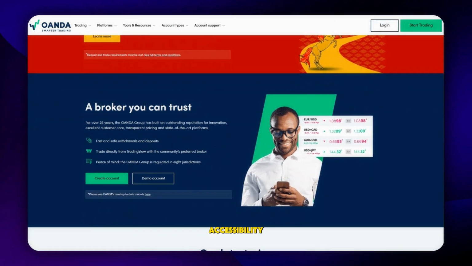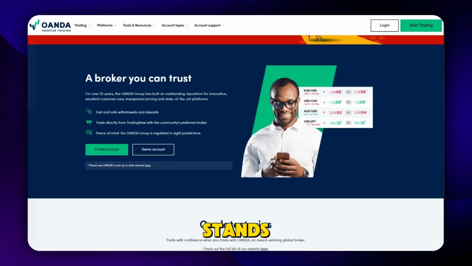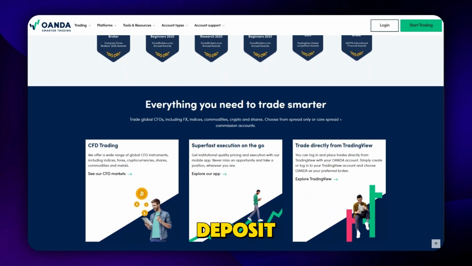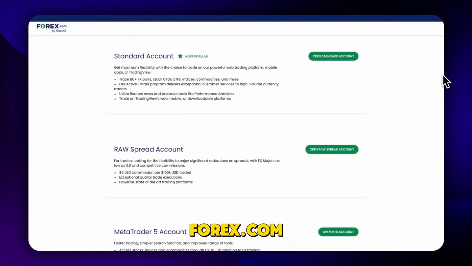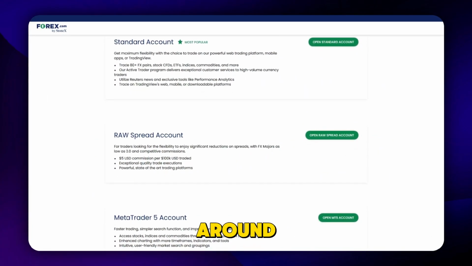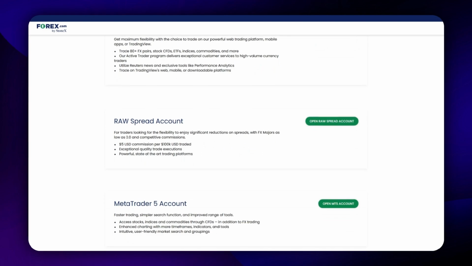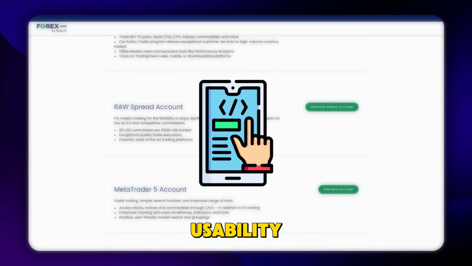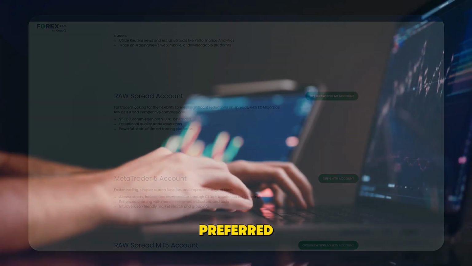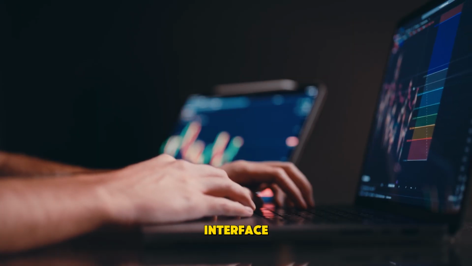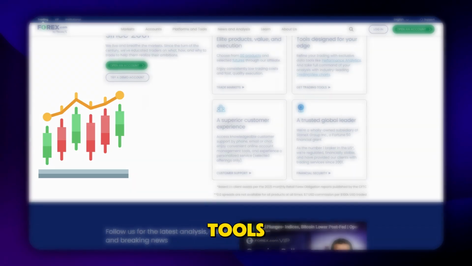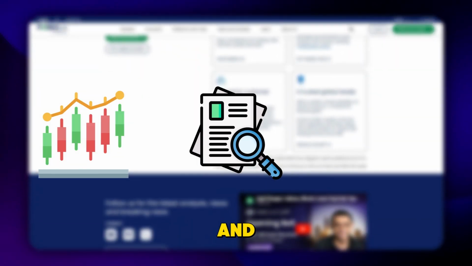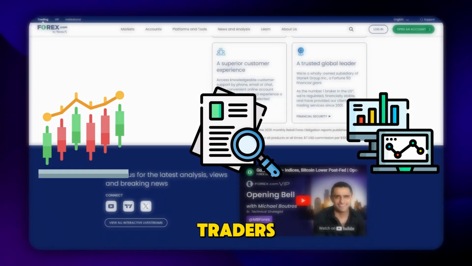Another key difference is accessibility. OANDA stands out because it has no minimum deposit requirement, making it very beginner-friendly, while Forex.com typically requires around $100 to start. And that naturally leads into usability, where OANDA is often preferred by beginners due to its simpler interface, whereas Forex.com offers more advanced charting tools, research, and analytics for experienced traders.